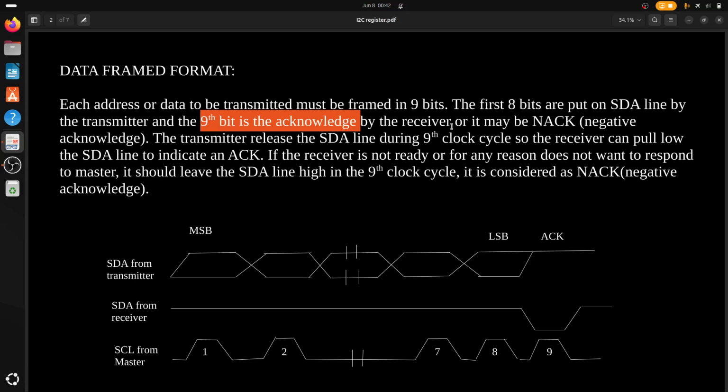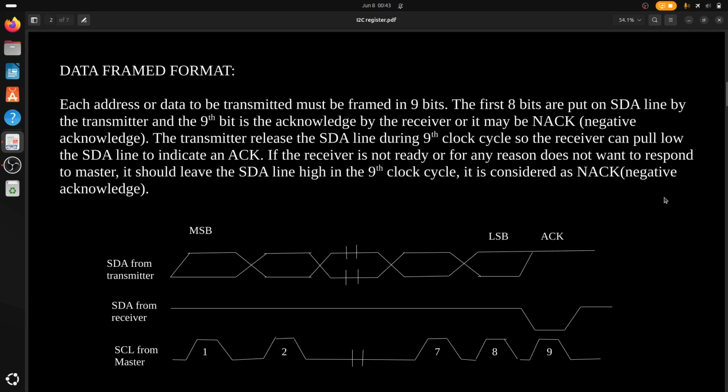It may be busy with the data bytes sent before, and this is considered a negative acknowledge, in short NACK. Sometimes it is asked in the exam: what is NACK in I2C data transmission?